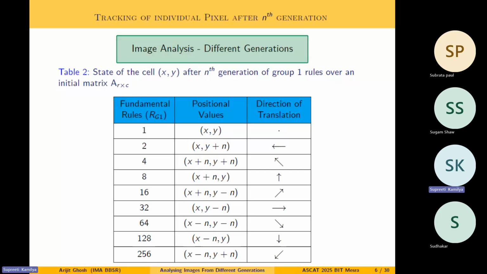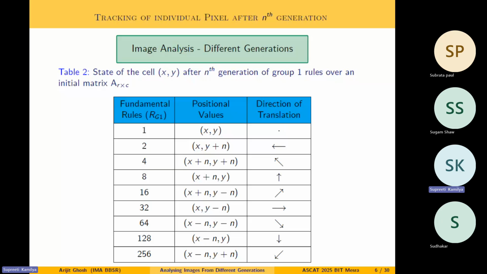Which pixel's value has come to update my present position can be calculated from the formula written in this table. For example, for rule 2, the formula is x comma y plus n. That means, suppose I am at position 5 comma 5, which pixel's value has come to update my present position? The answer is of course 5 comma 6.